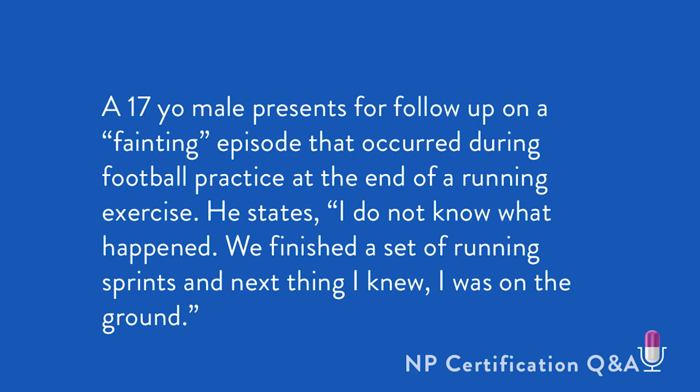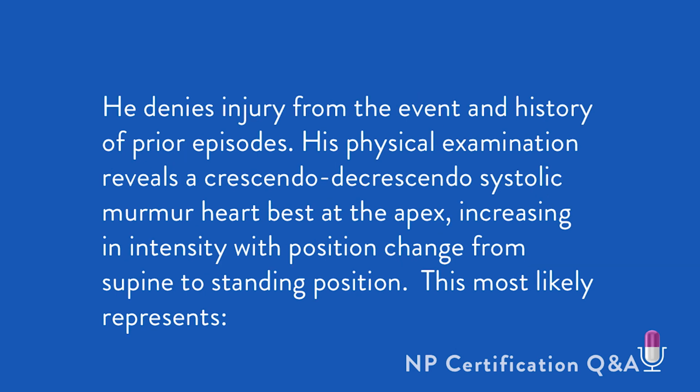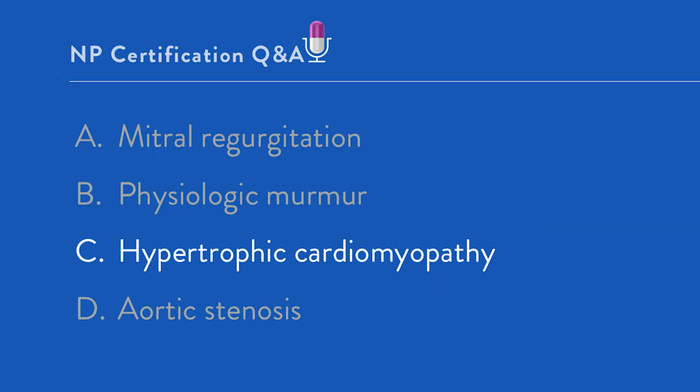A 17-year-old male presents for follow-up on a, quote, "fainting," close quote, episode that occurred during football practice at the end of a running exercise. He states, quote, "I don't know what happened. We finished a set of running sprints, and the next thing I knew, I was on the ground." He denies injury from the event and history of prior episodes. His physical exam reveals a crescendo-decrescendo systolic murmur best heard at the apex, increasing in intensity with position change from supine to stand. This most likely represents A, mitral regurgitation.